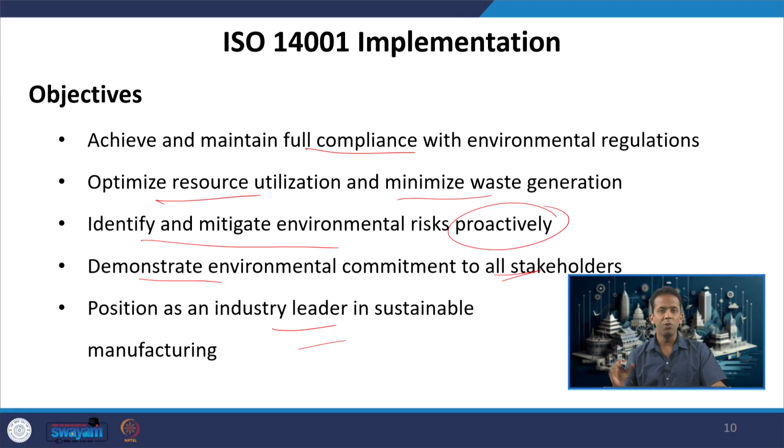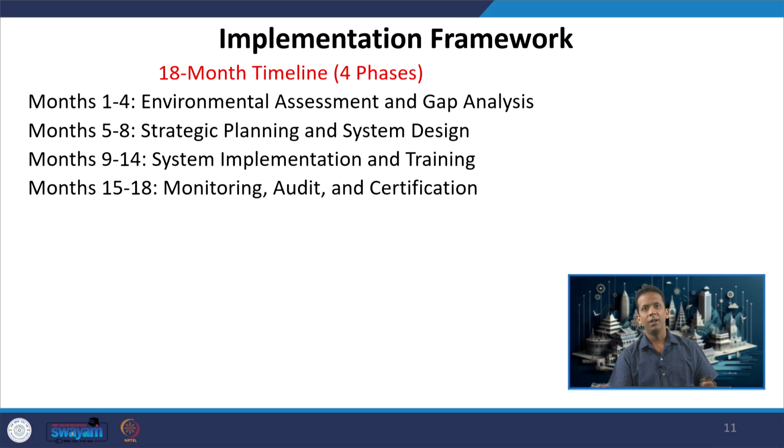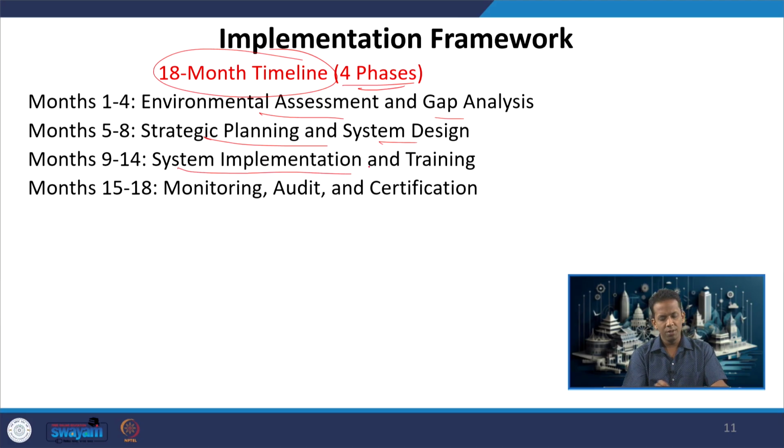So, with these objectives, they set on a journey to implement ISO 14001, and the framework they divided into 4 phases and set a 1.5 year timeline, where in the first 4 months they would be doing environmental assessment and gap analysis. In the next 4 months they did strategic planning and system design. Next 4 to 5 months they did system implementation and training, and the last 4 months they did monitoring, auditing and certification.